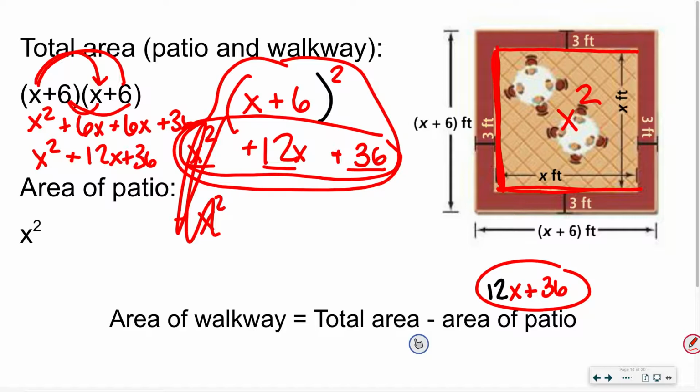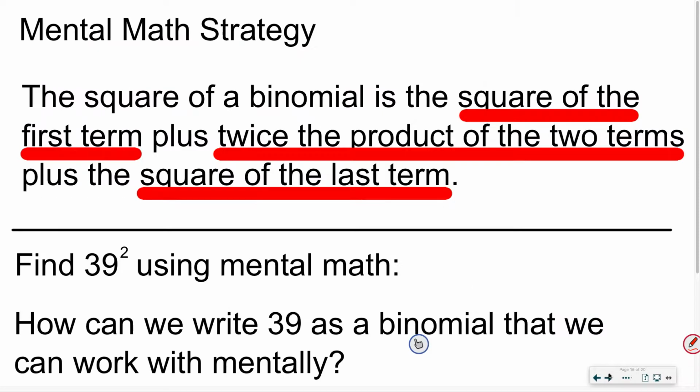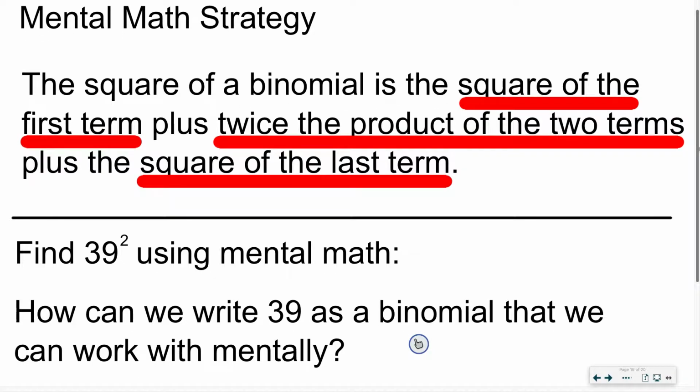But this doesn't just help with variables and constants. We can actually use the same strategy to multiply large numbers mentally. So we are going to find 39 squared, and we're going to do it in our heads. So you're not writing anything down. If you're going to hold a pencil, that's fine, you're not going to write it down.